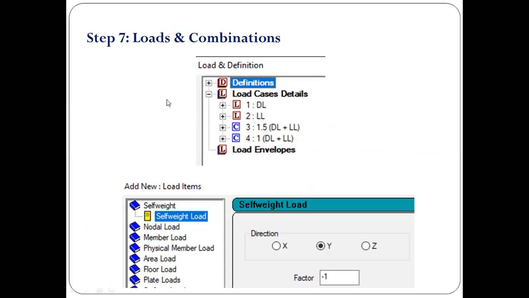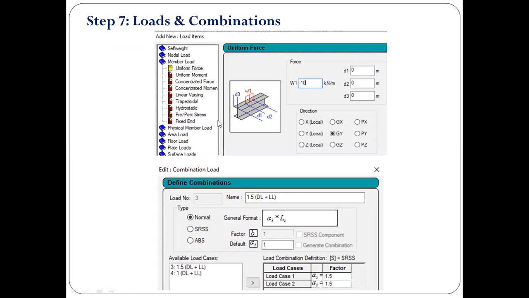So initially we have defined the load cases. Once the load case has been defined, for the dead load case, I'm adding the self weight. I'm just adding it as a self weight command, global Y minus 1. That is, the factor is minus 1. So that is more than enough.